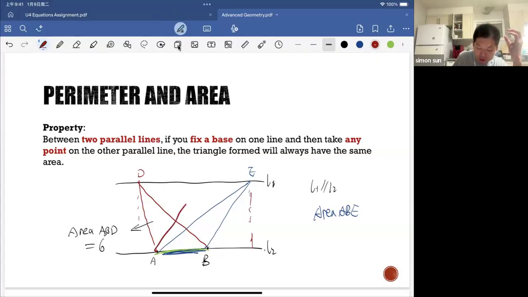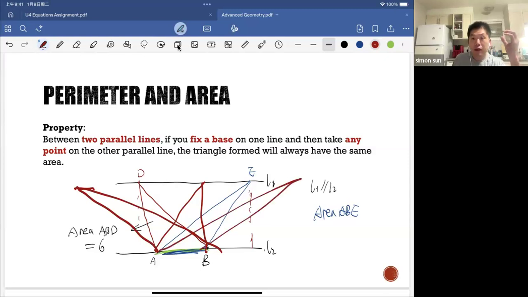Now, you can also form another triangle here. For all the triangles, the area will always be the same as long as we have two parallel lines and we fix a base. No matter which point you take on L1, all the triangles will have the same area. Right now, the height is given, the base is given. Now you will say, definitely you can calculate the area, right? It's that simple.